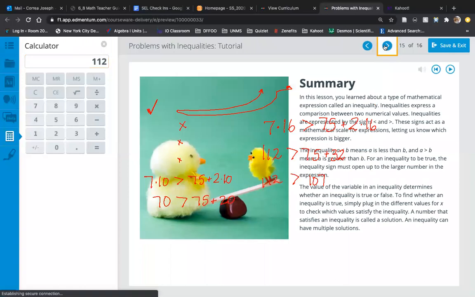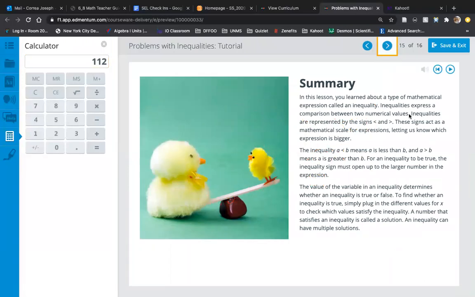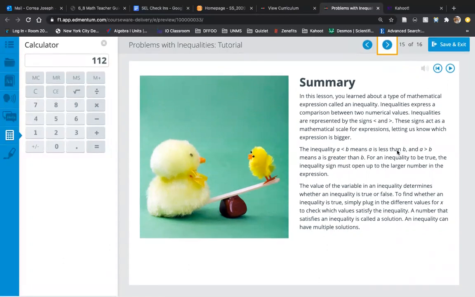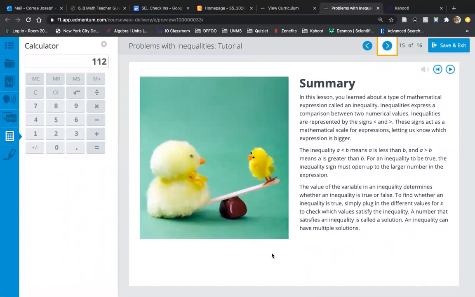I think we're already up to the summary slide. Let's summarize really quickly the key things we talked about today. Remember, inequalities express a comparison between 2 values. We use less than, greater than, and also less than or equal to and greater than or equal to. I'm not going to reread this word for word because most of it is pretty straightforward unless we have any questions. I'm going to put the chat back in a second.